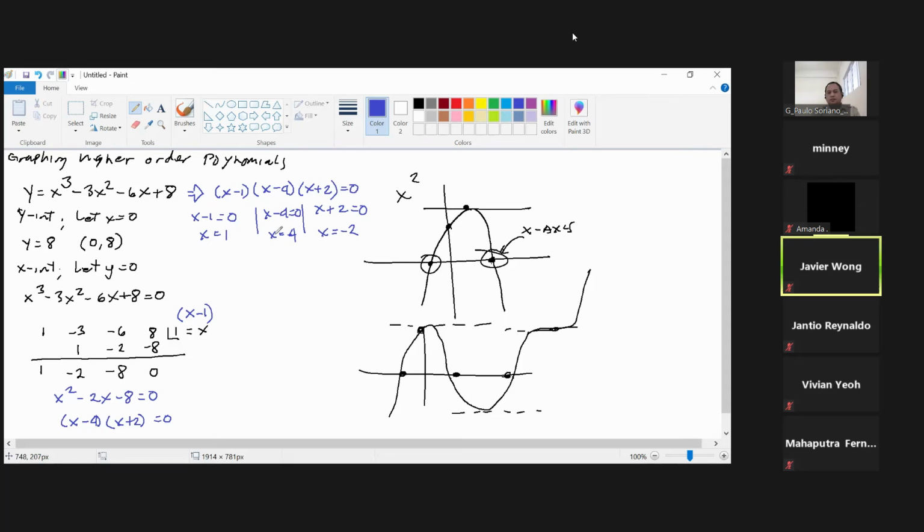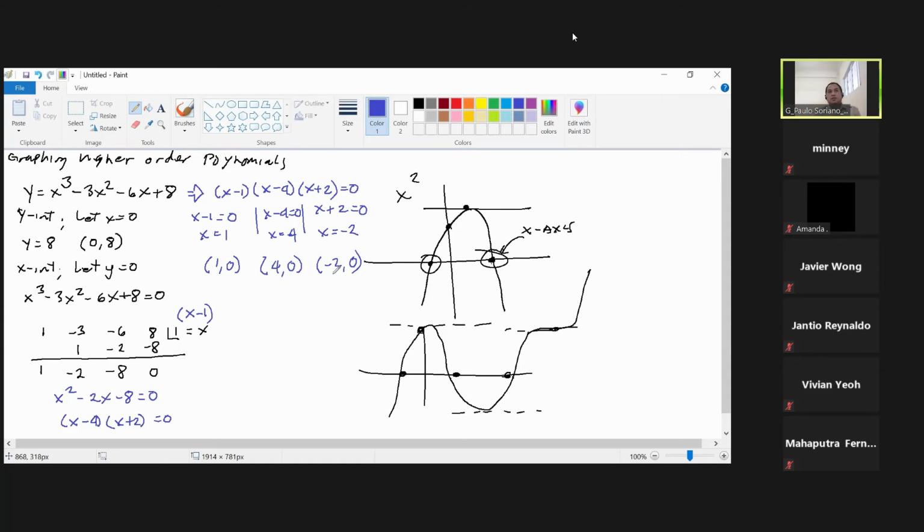Okay. So now this is our x-intercept. In the x-intercept, you now have what? 1, 0, 4, 0, and negative 2, 0. Okay, so we already have several points: 0, 8, and 1, 0, 4, 0, and negative 2, 0.